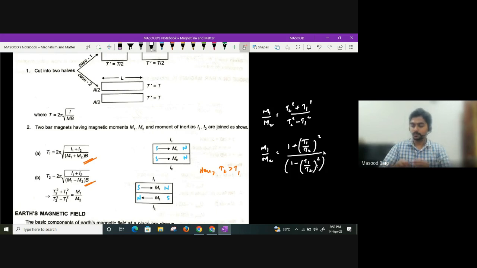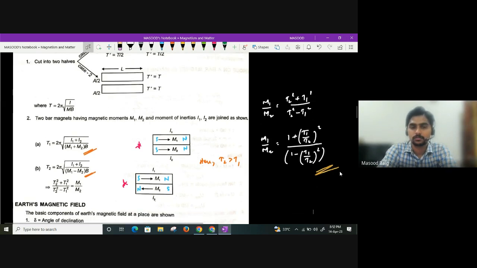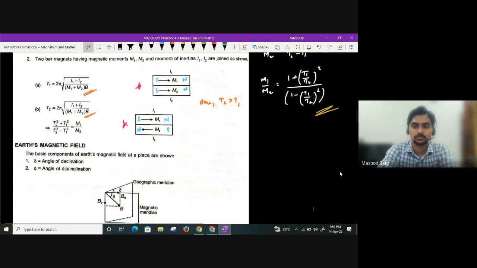Is that clear? It's a very important case again. When you know the time periods for these two alignments, can we calculate the ratio of their magnetic dipole moments? Definitely we can calculate. So what is the ratio of the magnetic dipole moments? You'll get it as 1 plus (T1 by T2) whole square divided by 1 minus (T1 by T2) whole square. Clear, all of you? Yes or no? Yes, sir.